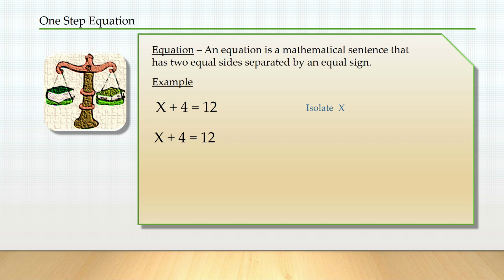We will isolate x. So we will subtract 4 from the left hand side and 4 from the right hand side. 4 minus 4 is equal to 0 and 12 minus 4 is equal to 8. So the value of x comes out to be 8.